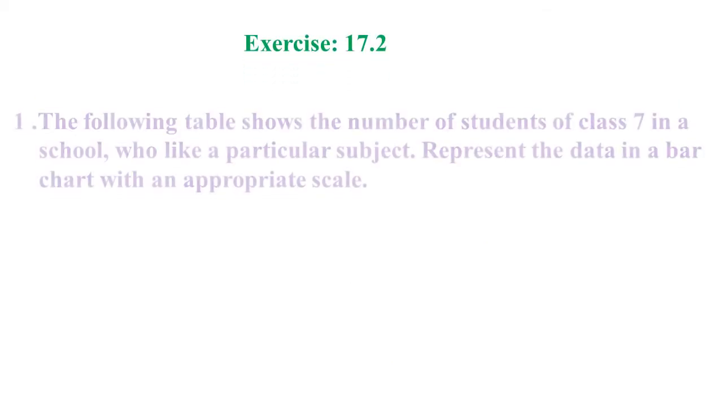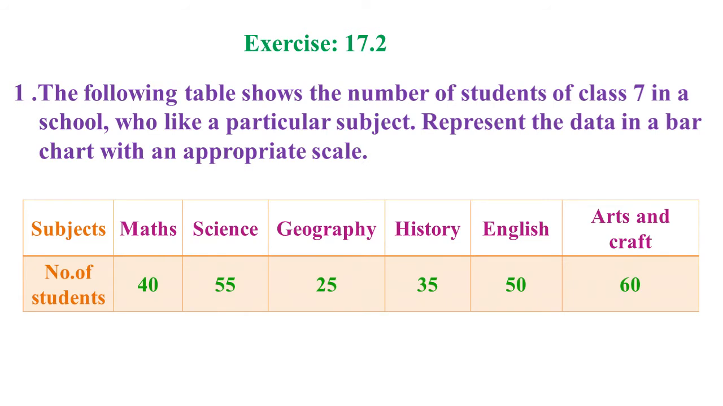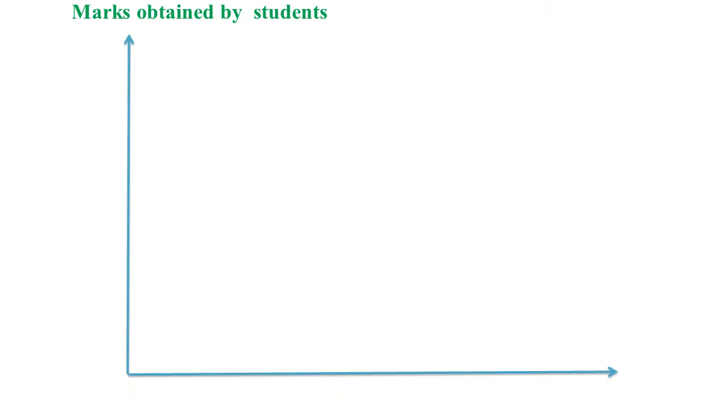Let's see exercise 17.2. The following table shows the number of students of class 7 in a school who like a particular subject. Represent the data in a bar chart with an appropriate scale. Here is the given data. First we have to write the title: Subjects liked by students. Then draw a horizontal and vertical axis, mark x and y.